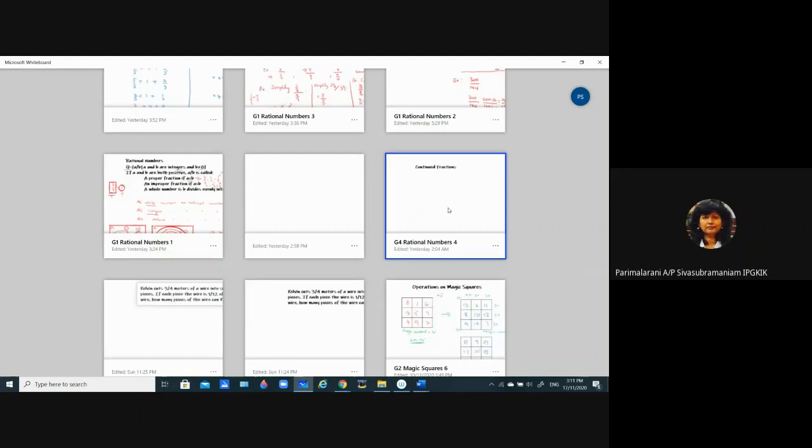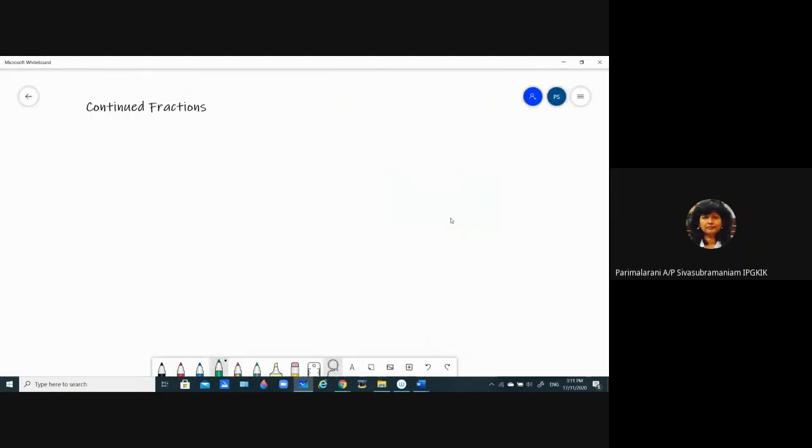Next, we're going on to continued fractions. This one you have to listen carefully. This one's a little bit difficult. Continued fractions. Let's see how to do it.